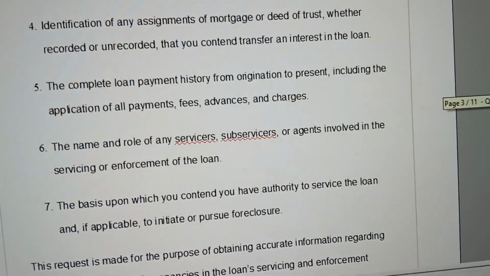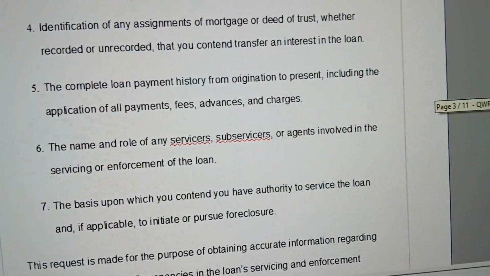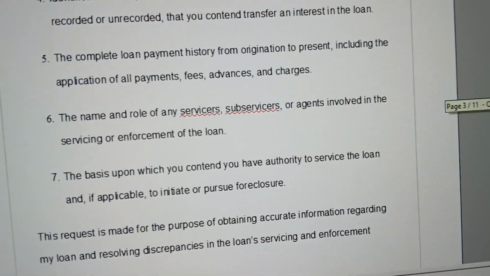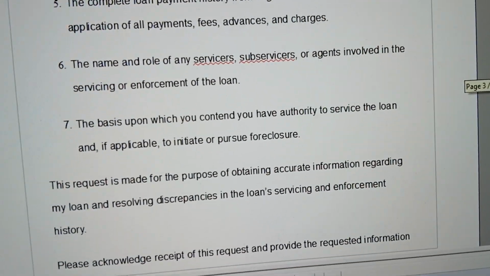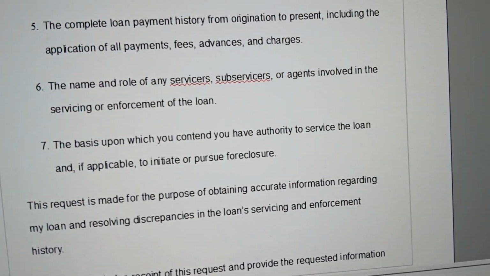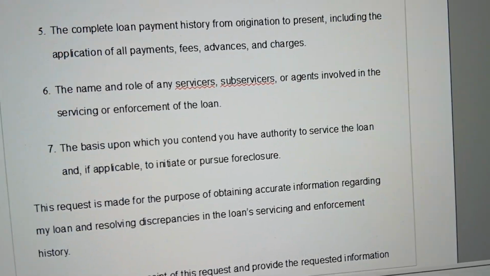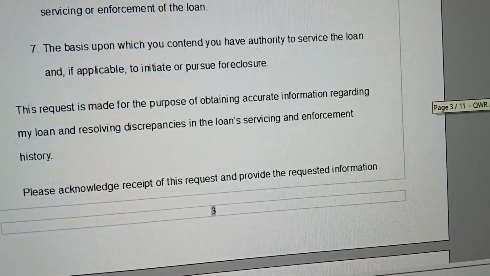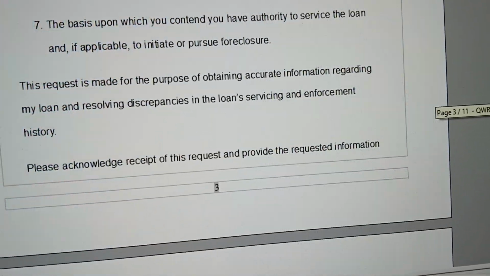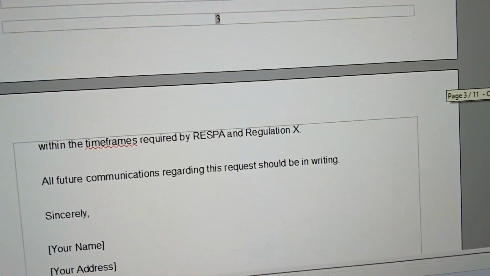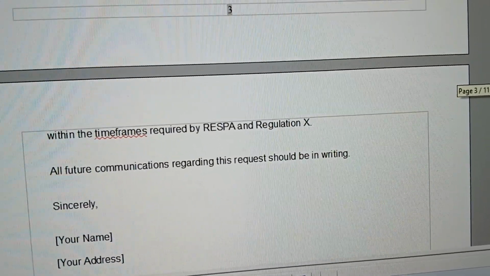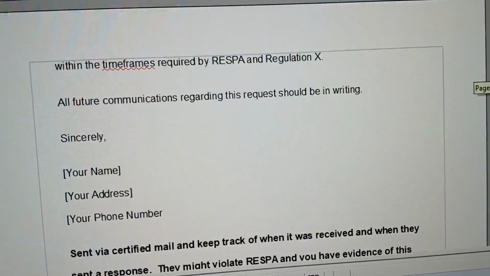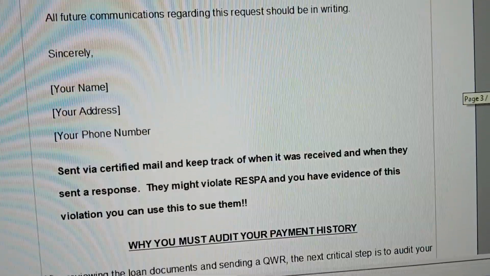the basis upon which you contend you have authority to service the loan and, if applicable, to initiate or pursue foreclosure. This request is made for the purpose of obtaining accurate information regarding my loan and resolving discrepancies in the loan servicing and enforcement history. Please acknowledge receipt of this request and provide the requested information within the time frames required by RESPA and Regulation X. All future communications regarding this request should be in writing. Sincerely, and then your name, your address, your phone number.